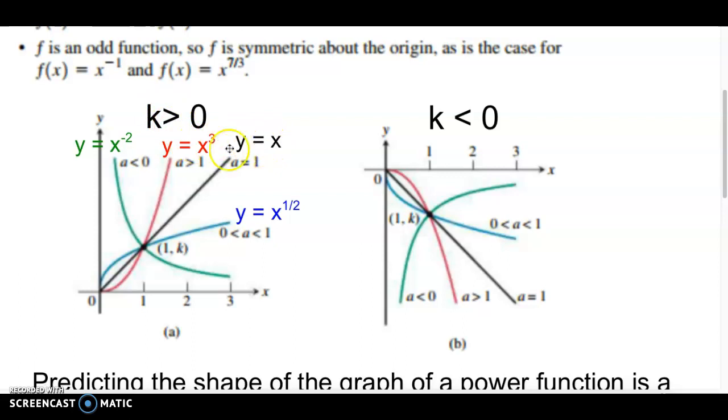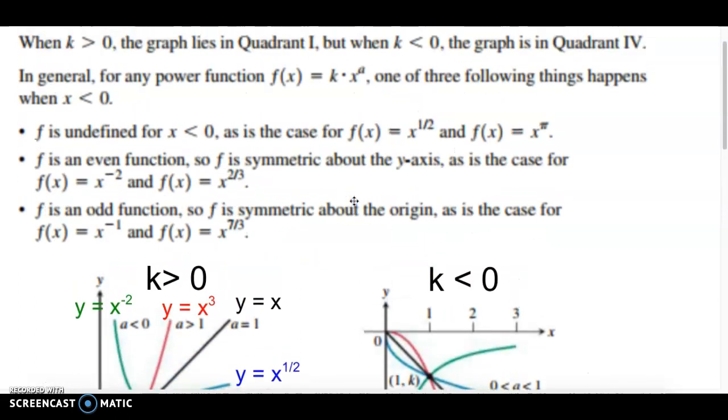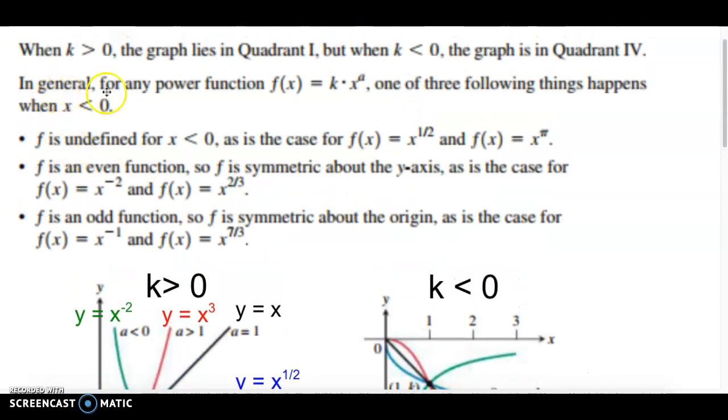So that would be the coefficient on all the x's. If you put a negative coefficient on those, you're just going to flip those all over the x-axis because that would be a vertical reflection. So we just take all those same functions. So those would be like negative x to the negative 2, negative x cubed, negative x, and negative of x to the 1/2.